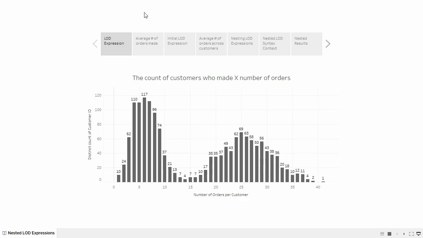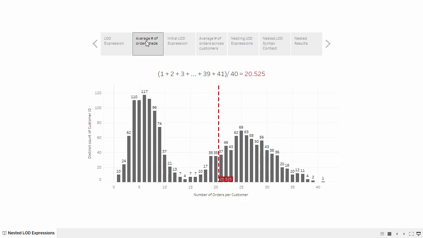For example, what if we want to take this plot of how many customers have made a specific number of orders and find the average number of orders made? If we just bring out an average line, Tableau calculates the red line here, the average of the values on the horizontal axis. Is this really what we want?